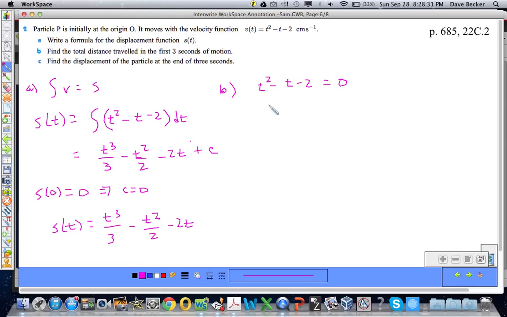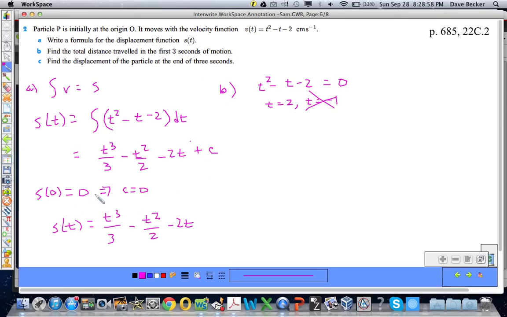So if I factor that, t minus 2 times t plus 1, that gives me a change in direction at t equals 2 and t equals negative 1. But I can cross that out because we are only dealing with positive time. Time is positive. Okay, so t equals 2. So I need to find the first 3 seconds of motion.